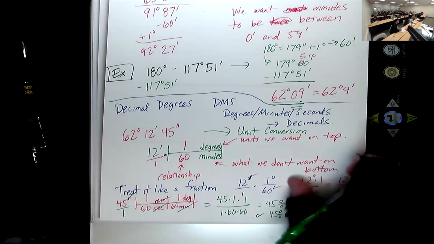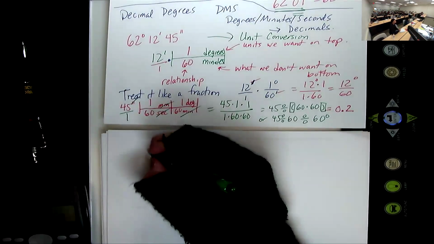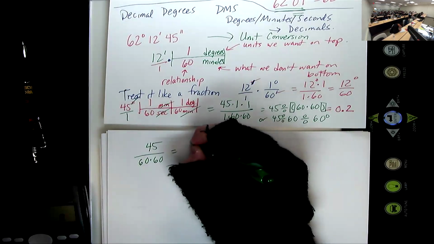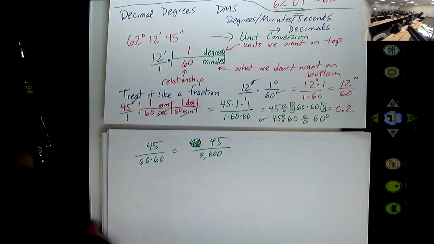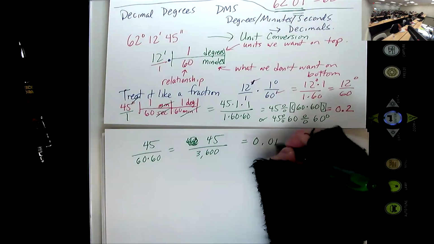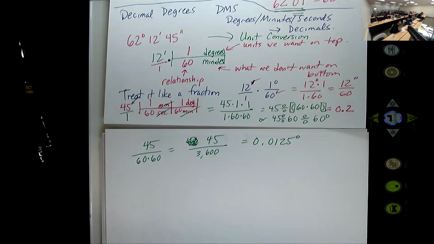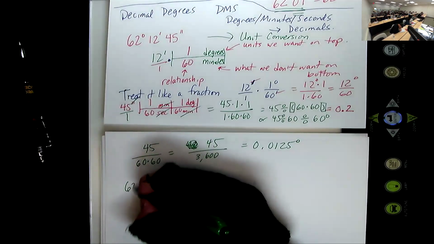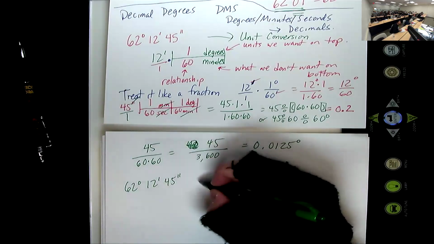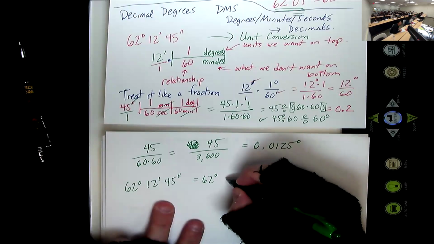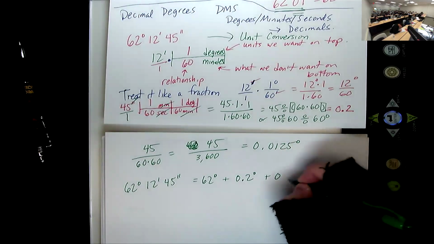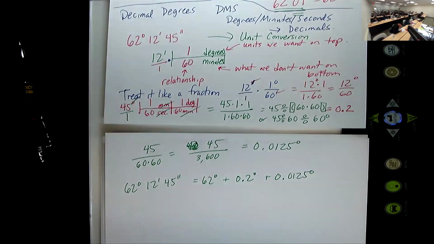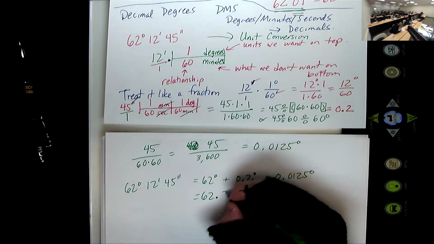Or you can pre-multiply the 60s. That is 45 over 3,600, and then divide that. As a decimal, that is 0.0125. And now we're down to degrees, that was the amount we were looking for. So we had 62 degrees, 12 minutes, 45 seconds. That's the same thing as 62 degrees, the 12 minutes was 0.2 degrees, and the 45 seconds was 0.0125 degrees. This equals 62.2125.